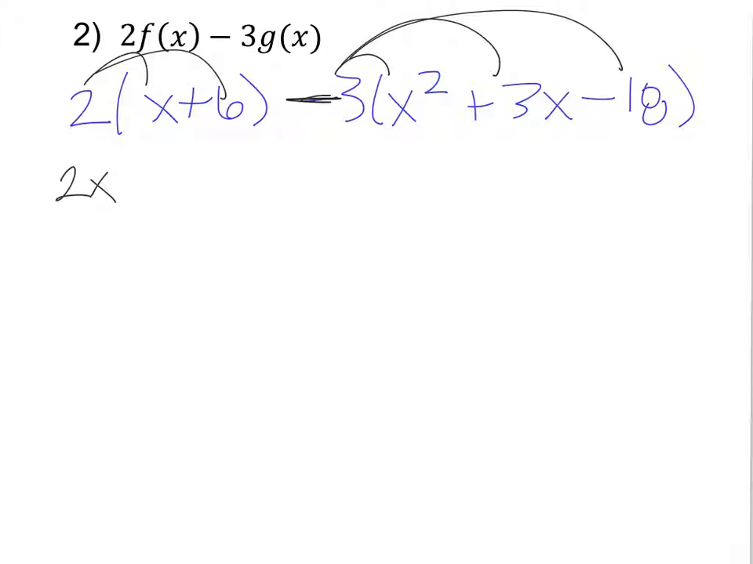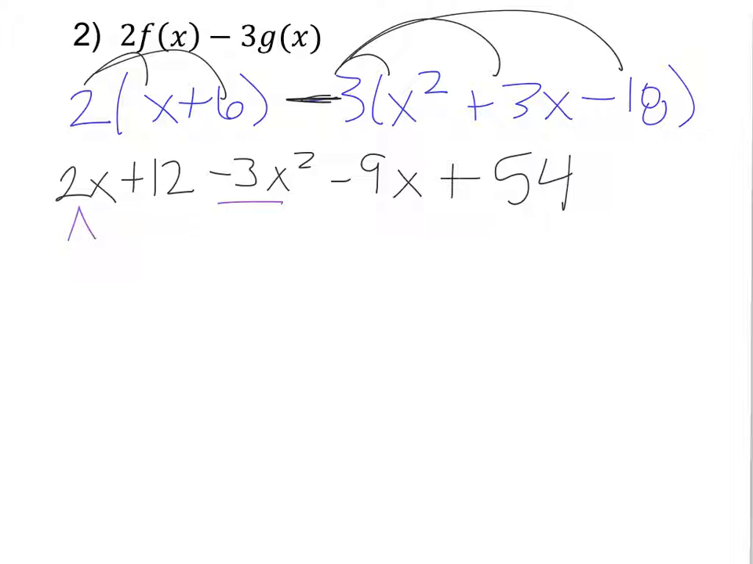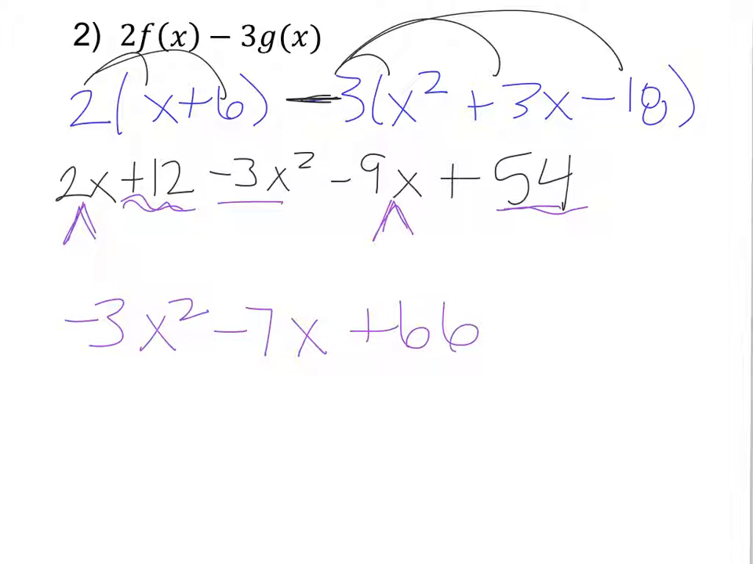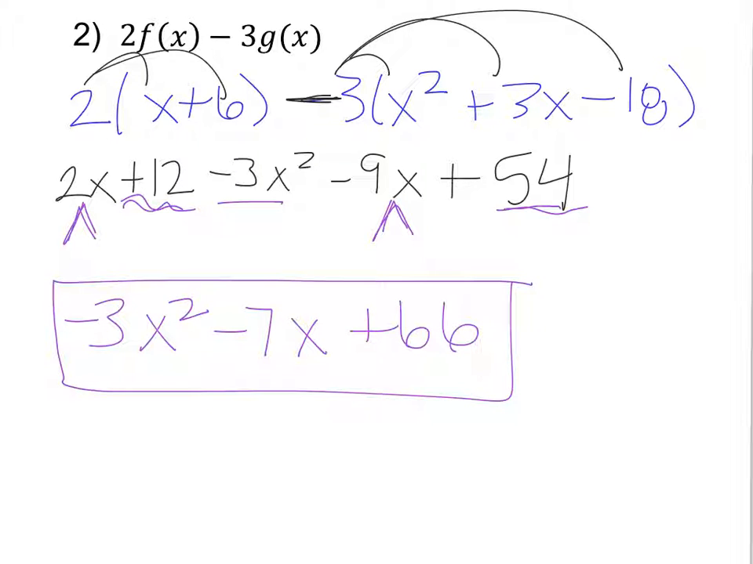This becomes 2x plus 12. This becomes a negative 3x squared minus 9x plus 54. Again, looking for like terms. Nothing's like that one. These were like, and these were like. So my highest degree comes first, so negative 3x squared is first. Combine x, or 2x minus 9x would give me negative 7x. 12 plus 54 gives me positive 66. And that right there's my final answer.